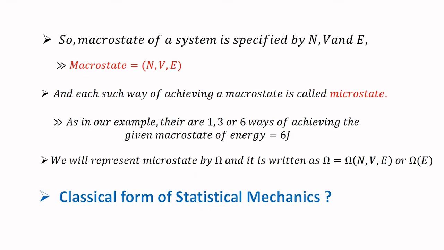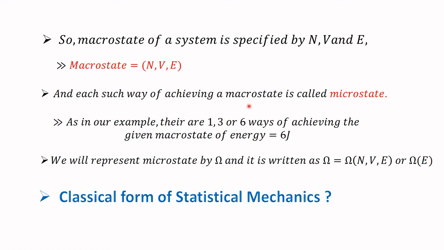What is the macro state of the system? The macro state of the system is specified by N, V and E, where N is the number of particles, V is the volume of the system, and E is the energy of the system. We can have different possible configurations, like N, V, T, where in place of E we have temperature T. There is nothing to worry about it. But in our example we were discussing only N, V and E. All of them represent the macro state of the system.